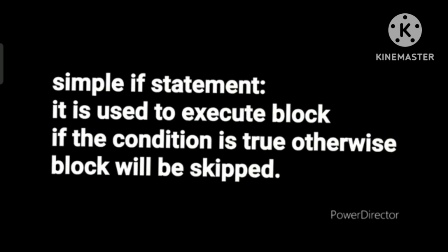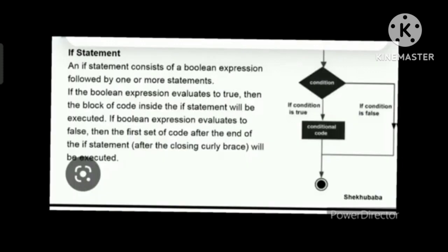In conditional branching statements, the first one is simple if. A simple if statement is used to execute a statement or a block if the condition is true. Otherwise, the statement or block will be skipped. See here, I have given the flowchart: if the condition is true, the statement block will be executed. Otherwise, if it is false, it will be skipped.